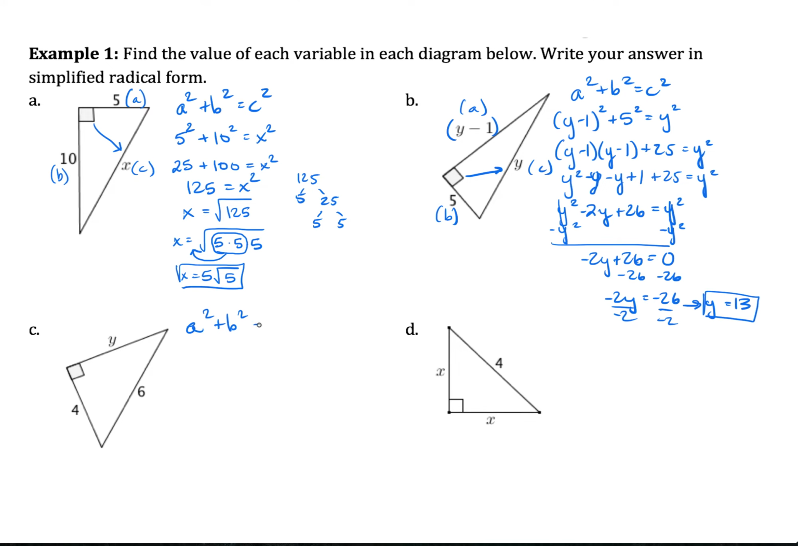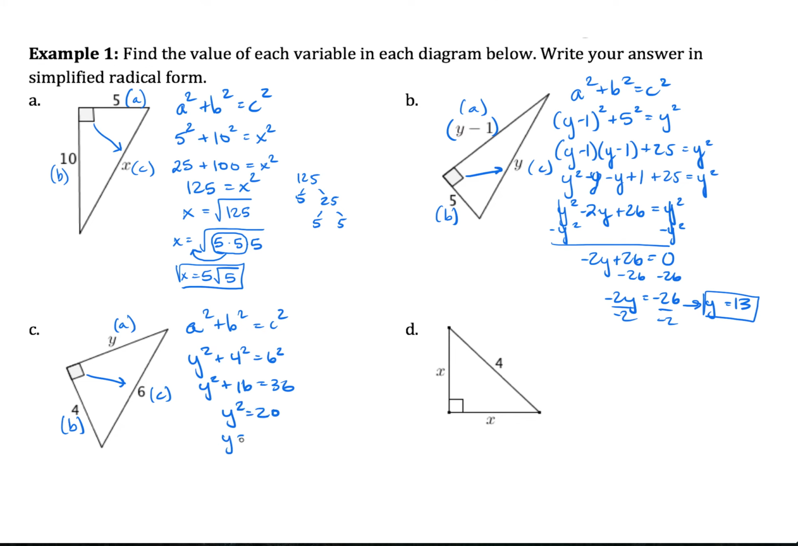So let's go ahead and work this one out. A squared plus b squared equals c squared. Of course, across from my right angle is going to be my c. I'll call that one a, and I'll call that one b. So I'm going to have y squared plus 4 squared equals 6 squared. So y squared plus 16 equals 36. Subtract 16 from both sides, and I get y squared equals 20.